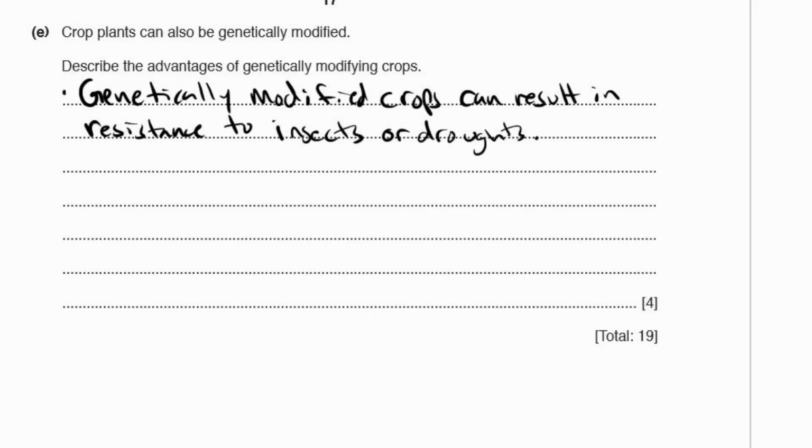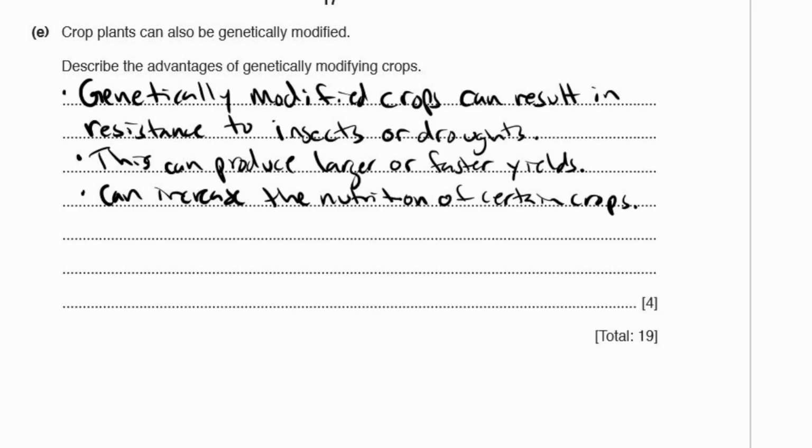And this can produce larger or faster yields. Okay, another thing that you can say is that it can increase the nutritional value of certain crops. Golden rice, for example, contains a lot of extra vitamin A, so the people who eat it don't become vitamin A deficient, as there's very few other sources of vitamin A. Another thing it could be used for is vaccine production. You can actually produce vaccines through genetically modifying crops, which is very crazy, I think, but you can. So vaccine production.